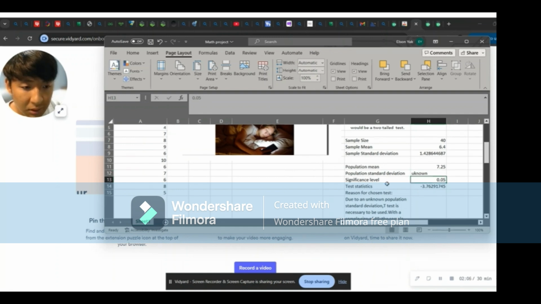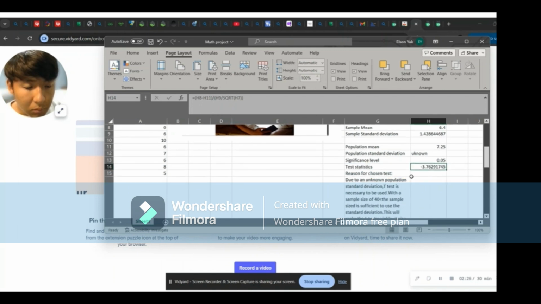Then the significance level is 0.05, because I can put 5% in the recorded list over here. Then the test statistic is H8 minus H11, divided by H9 divided by the square root of H7. The data is all over here.